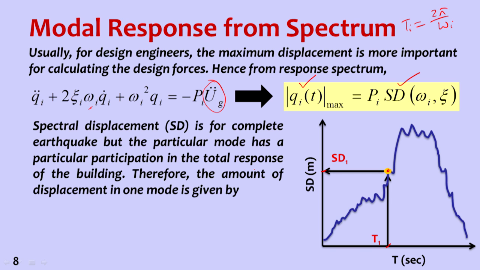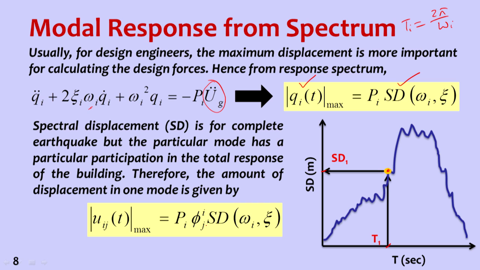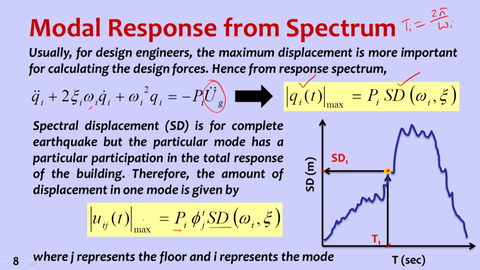Therefore, the amount of displacement in one mode is given by this equation: SD multiplied by the participation factor. This is the maximum response of that mode, multiplied by the mode shape values at different degrees of freedom. Then we get Uij of t maximum value. So j represents the floor and i represents the mode.